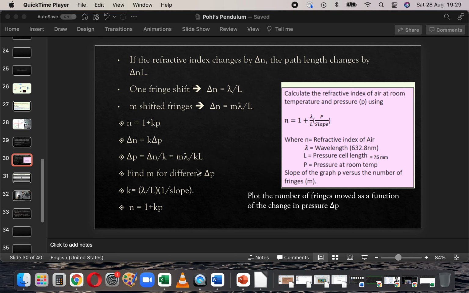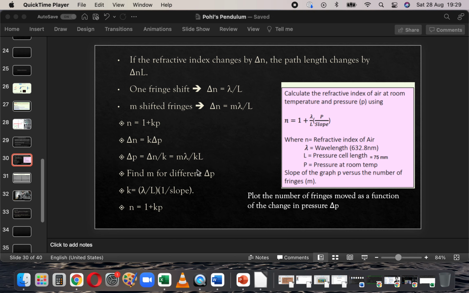So if the refractive index changes by delta n, the path length changes by delta n L. Now for a single fringe shift, this delta n will be lambda by L, and for m fringes that move or shift, then delta n will be m lambda by L.